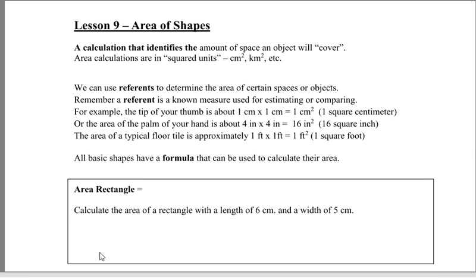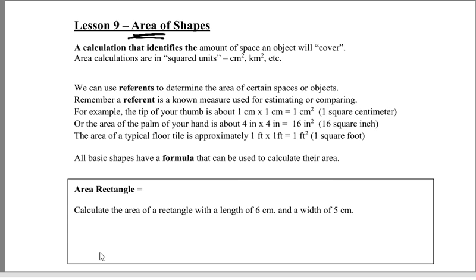Basically, talking areas of shapes. Last day we talked perimeters. Perimeter is the distance around, as if you were walking around a shape. If you wanted to put baseboards around a room, or a fence goes around a yard, that's perimeter. Today we're going to review area.